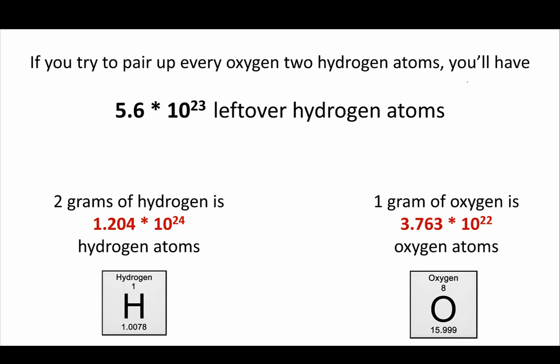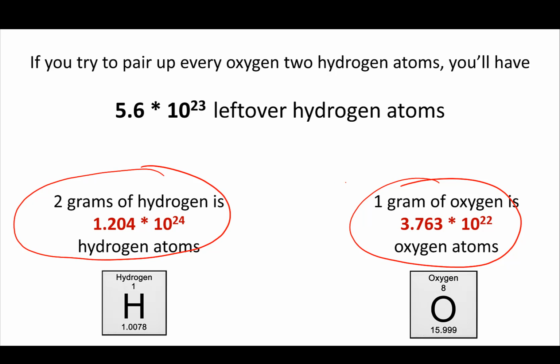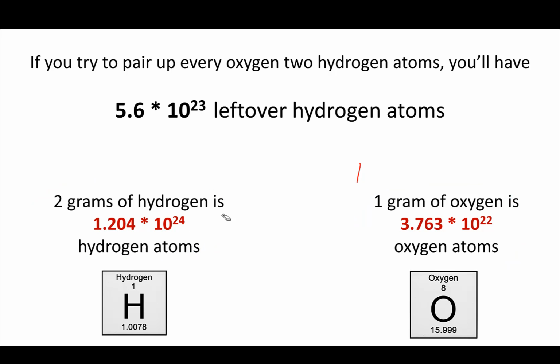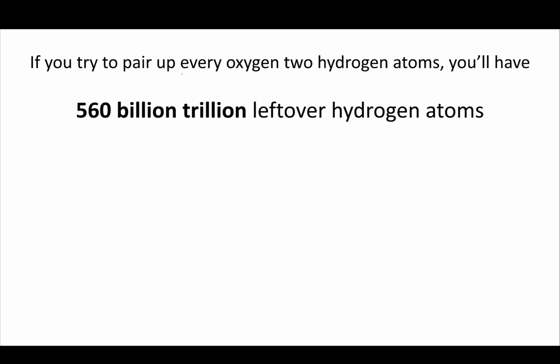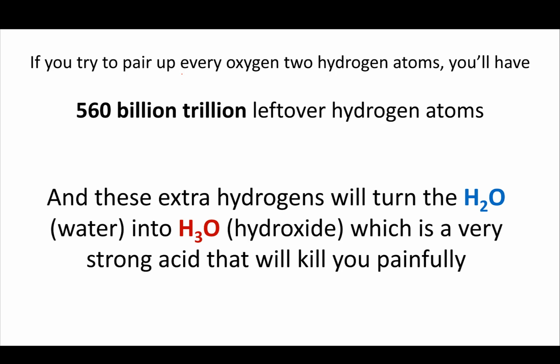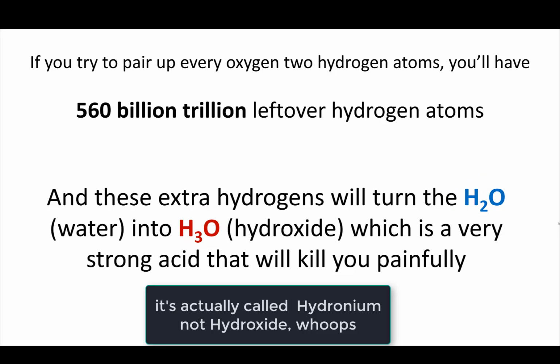Now, you added this much hydrogen and this much oxygen, and if you actually try to pair up 2 hydrogens for every single oxygen, you're going to end up with a lot of leftover hydrogen. A lot of leftover hydrogen. In fact, this is about how many leftover hydrogen atoms you'll have: 5.6 times 10 to the 23, which is 560 billion trillion leftover hydrogen atoms. Now, extra hydrogens will take your H2O, which is water, and turn it into H3O, which is hydroxide. They look very similar, but hydroxide is actually a very strong acid that will kill you very painfully.